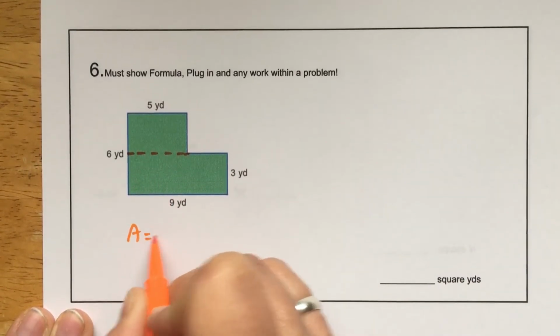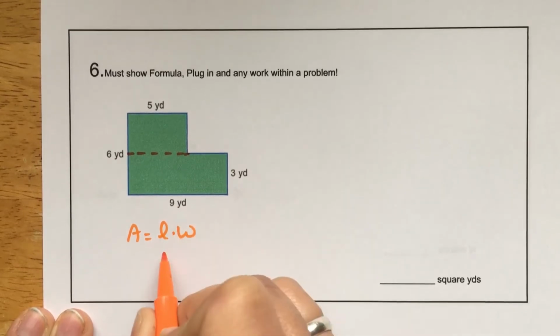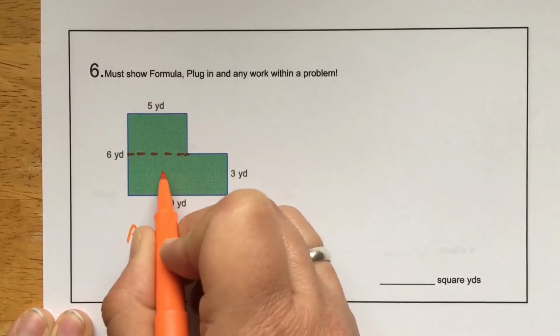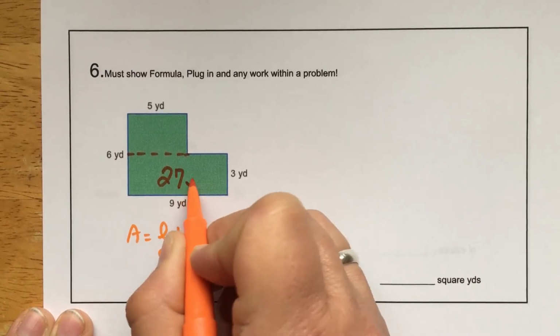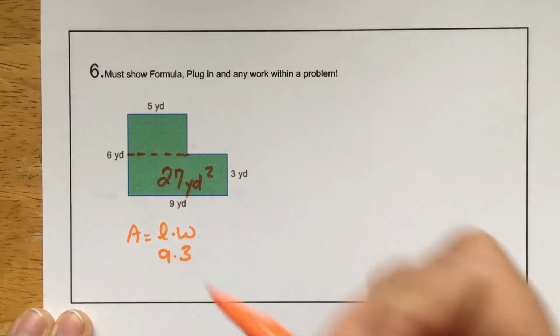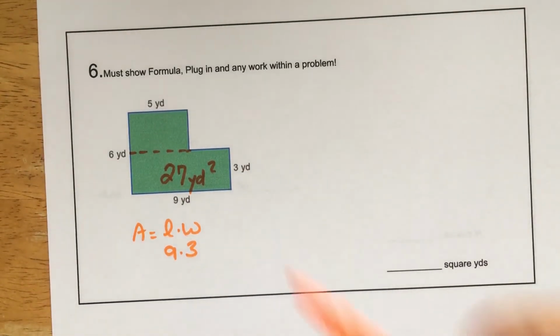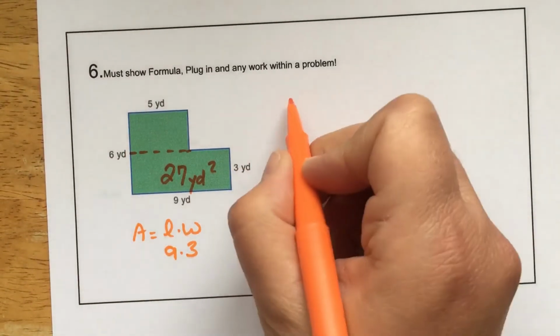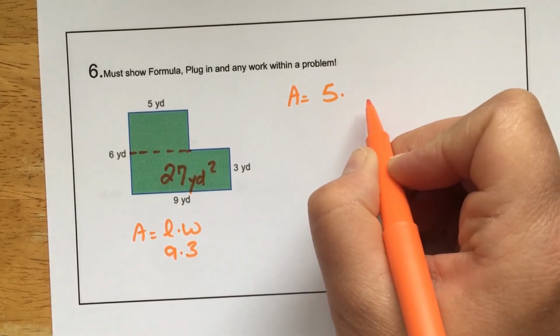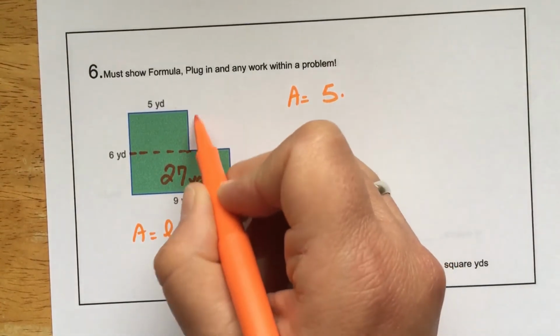So area is equal to length times width. That's 9 times 3. So the area of this block should be 27 yards squared. Okay, then I have to find the small block, and I don't have all the dimensions there. I do have the 5, so I can do area is equal to 5 times, and then I've got to figure out what that other thing is, right? I have to figure out this piece.